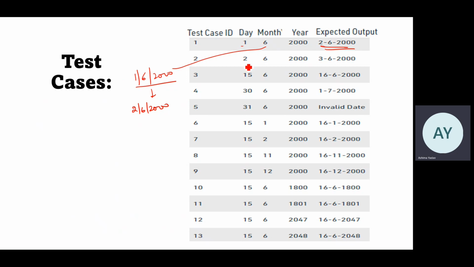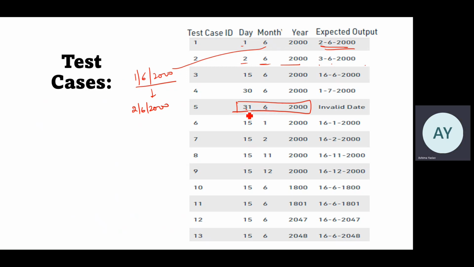Similarly, if the date is 2/6/2000, what would be the next date? That would be 3/6/2000. Okay, so that's how you will be writing the expected output. And one thing, if you see this particular combination, this says 31/6/2000. So 31/6 stands for June.